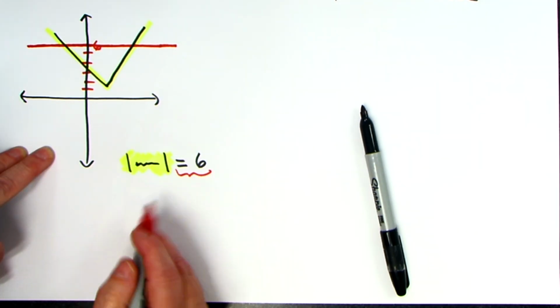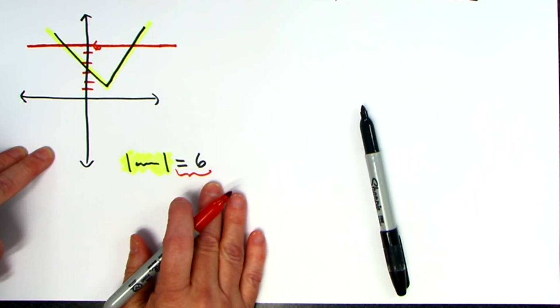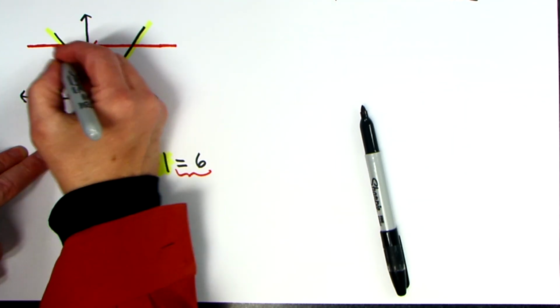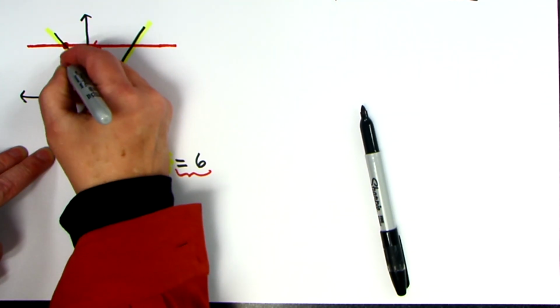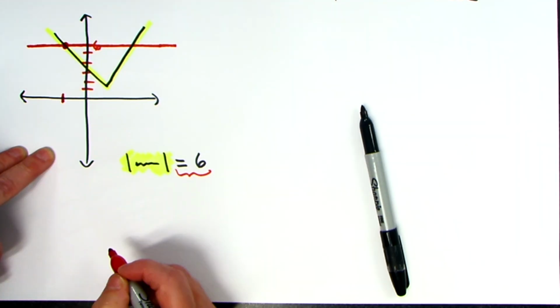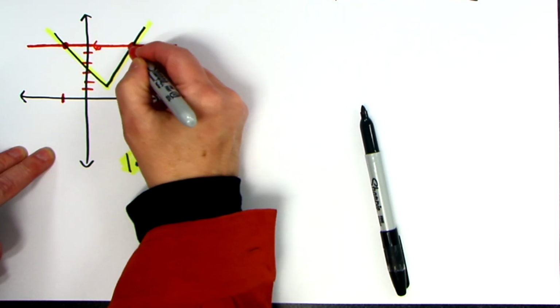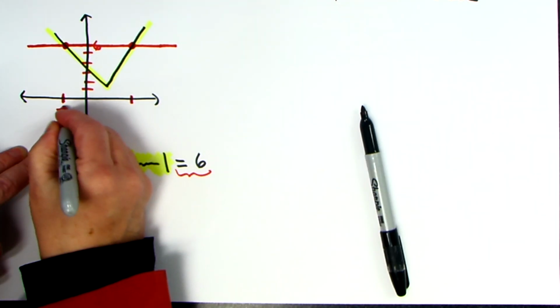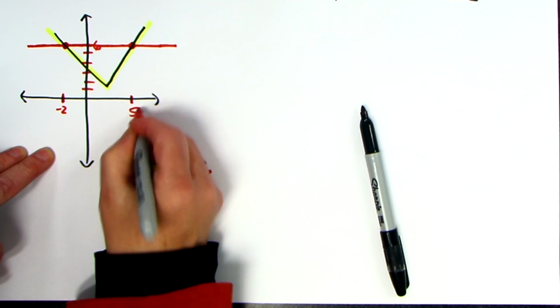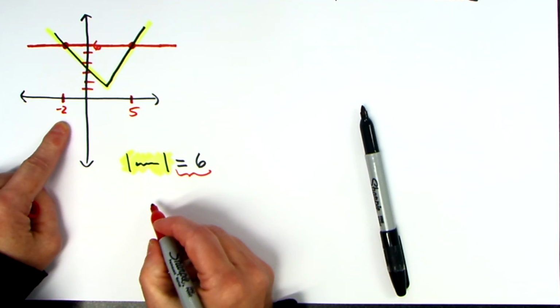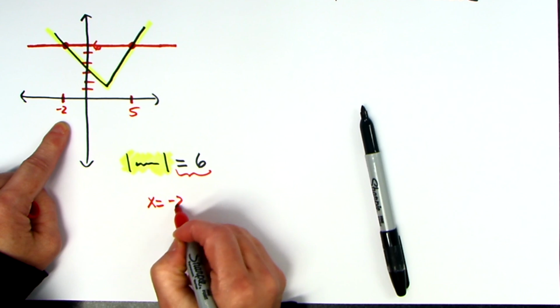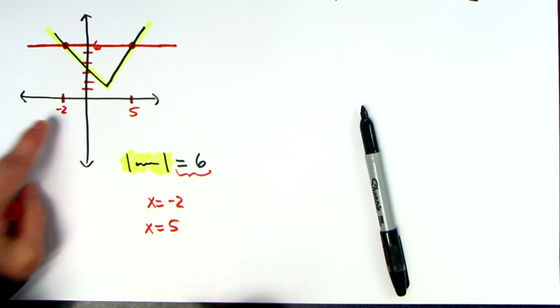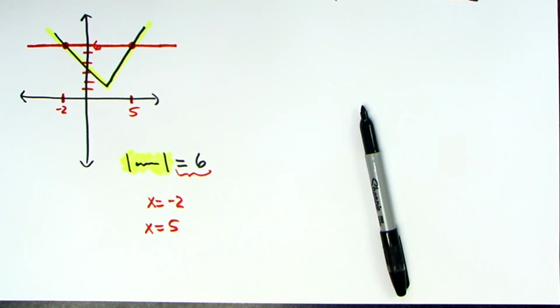There's the horizontal line representing the 6, a horizontal line at y equals 6. What x value does it cross at? Over here this would be a negative number, maybe -2, and this would be some positive number, maybe 5. So your two answers would be x equals -2 and x equals 5. That's why you get two answers when you solve an absolute value equation.